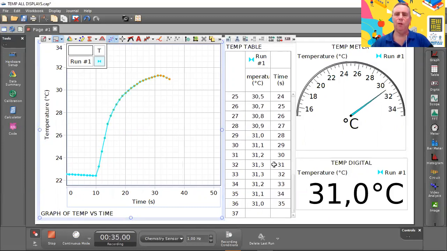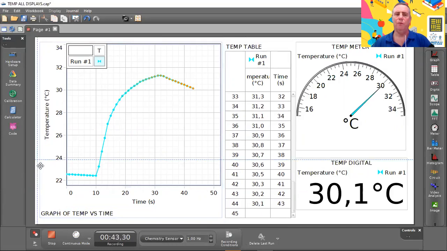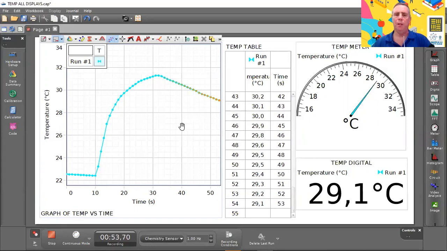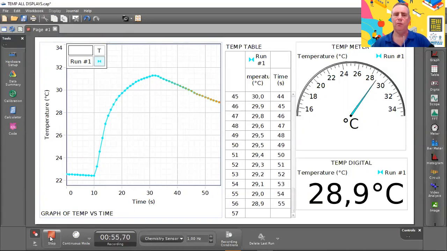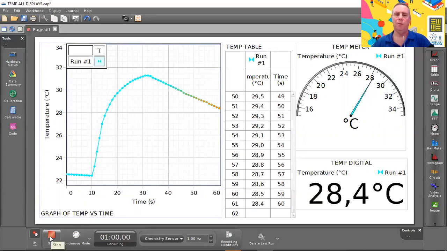Now, although we've got the data in the table, although we've got the meter here, although we've got the digital readout, I think you'll agree with me that the graph gives us the clearest picture of what is happening here. You could see the temperature was constant, you could see it increasing, and now you can see it decreasing. And we're going to allow it to record for a minute, 60 seconds, and then our graph gives us a very nice picture of what happened here. Okay.